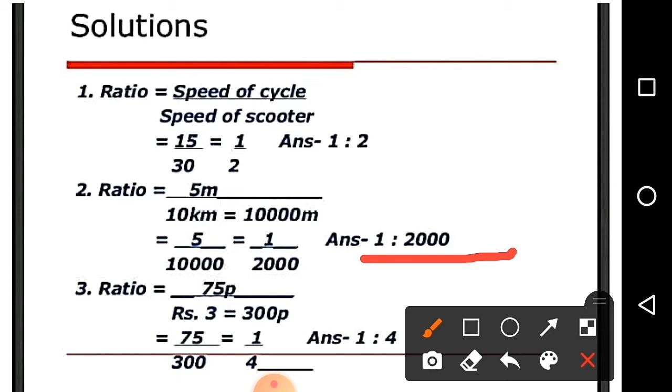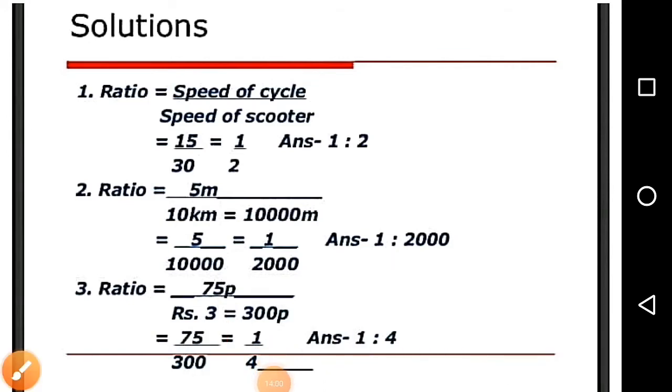Now the third one is 75 paise to 3 rupees. Again, 3 rupees is equal to 300 paise. So here again we have to convert. So 3 rupees equals 300 paise. So you will divide 75 by 300. After cancellation you will get 1 upon 4. So 1 is to 4 is your final answer. So this was the solution of how to find out the ratio.